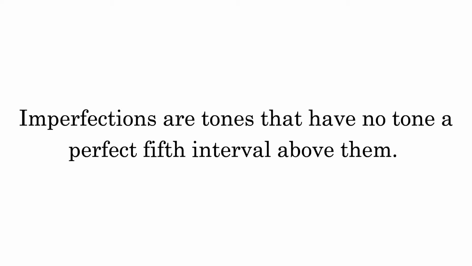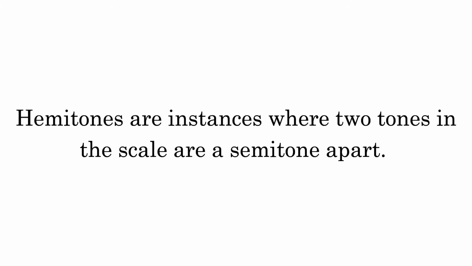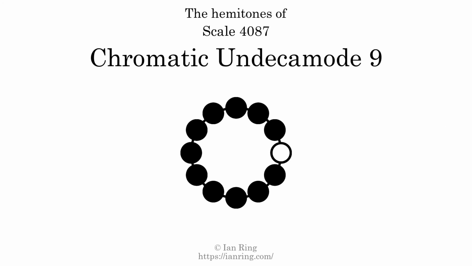Imperfections are tones that have no tone a perfect fifth interval above them. This scale has one imperfection. Hematones are instances where two tones in the scale are a semitone apart. This scale has 10 hematones. They are at positions here, here, here, here, here, here, here, here, here, and here.